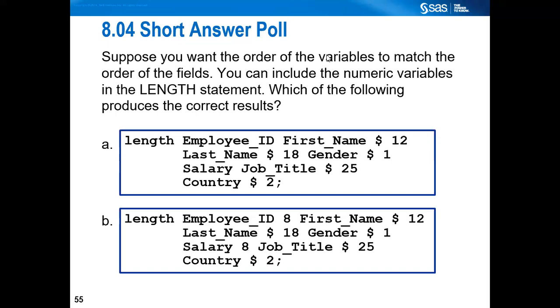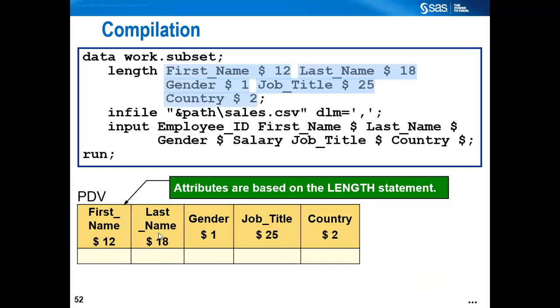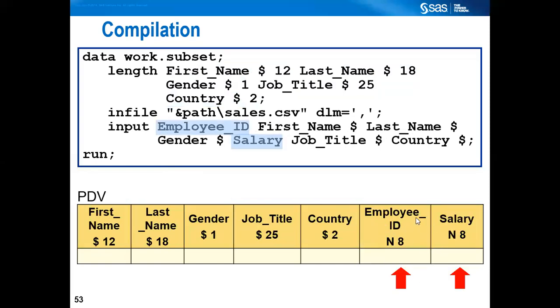Okay, now answer this poll. Suppose you want the order of the variables to match the order of the fields. आता काय झालंय? आता आपण आधी लेंथ दिलंय, त्यामुळे जे काय लेंथ आपल्याला ऍडजस्ट करायचे ते लेंथ मध्ये आपण दिलेलं आहे, त्यामुळे आधी ते कॉलम्स क्रिएट झाले. दिसतंय? फर्स्ट नेम, लास्ट नेम, जेंडर, जॉब टायटल, कंट्री. पण इनपुट मध्ये आपल्याला सिक्वेन्स काय आहे? एम्प्लॉय आयडी, फर्स्ट नेम, लास्ट नेम, जेंडर, सॅलरी, जॉब टायटल, कंट्री. पण हे आधीच जॉईन झाले आणि मग आता ह्यात लेंथ मध्ये हे आधी इथं डिफाईन केल्यामुळे हे ऑर्डरनी ते कॉलम्स सेव्ह झाले आणि उरलेल्या कॉलम्सचं पीडीबी मध्ये त्याचं पोझिशन, लेंथ अँड हे सगळं आलं.